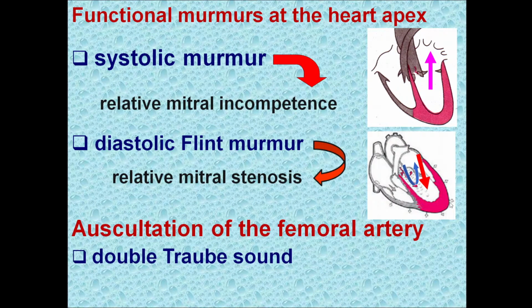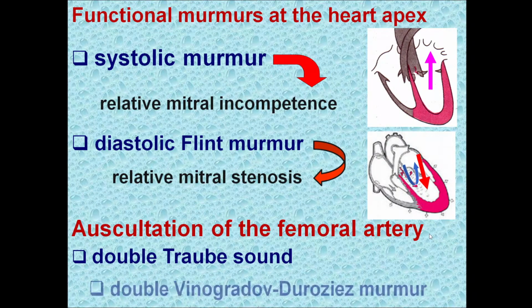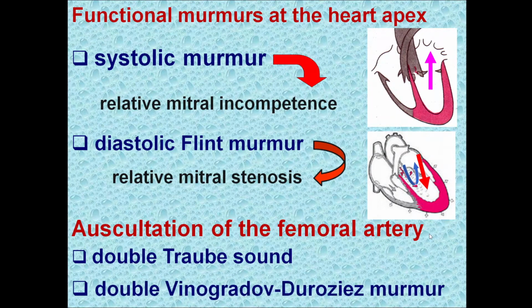Will reveal specific symptoms during auscultation of femoral artery. And on exam will be a separate question about auscultation of femoral artery, and you must start from the information that femoral artery auscultated only of the patient with aortic regurgitation to reveal double Traube sound and double Vinogradov-Durazian murmur.